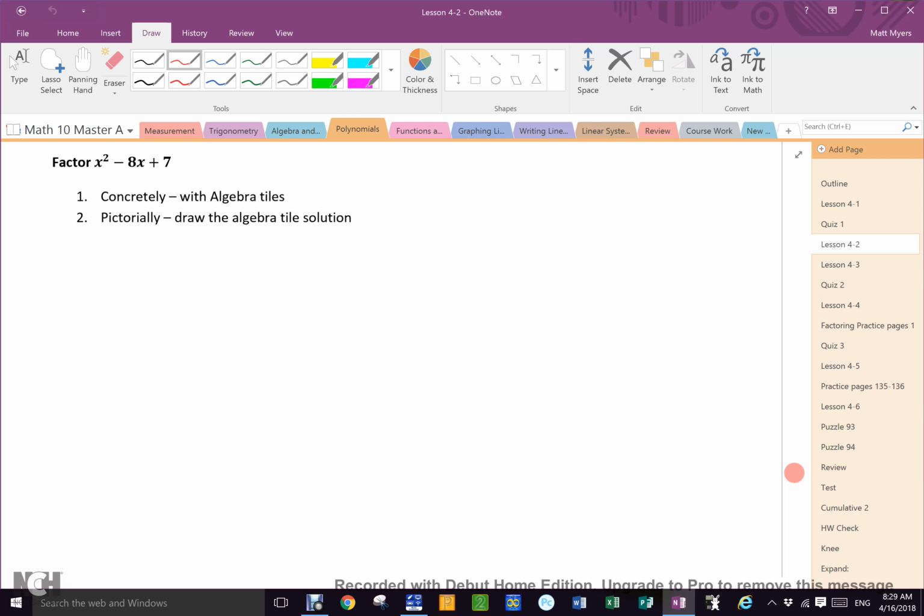So now I have to make my decision. I know I need 8 of these guys. 4, 5, 6, 7, 8. And they're all negative, right? And I need 7 of these guys. 1, 2, 3, 4, 5, 6, 7. Agreed? And I know I need to make a rectangle. Right? Well, start with that, because this is already in a rectangle, right?